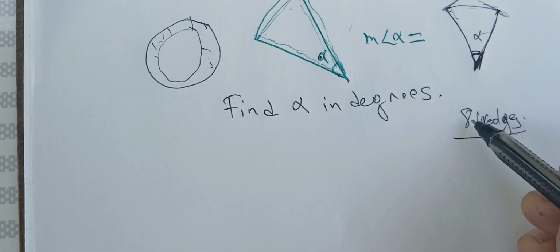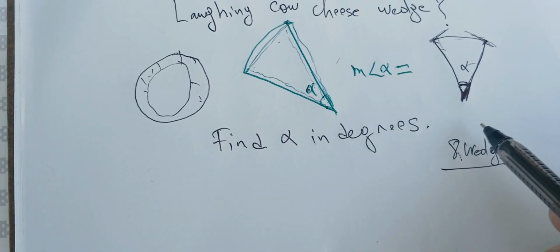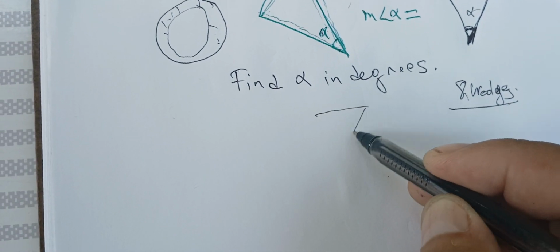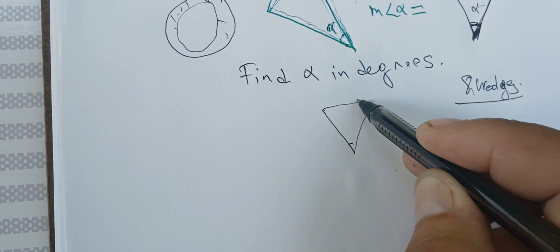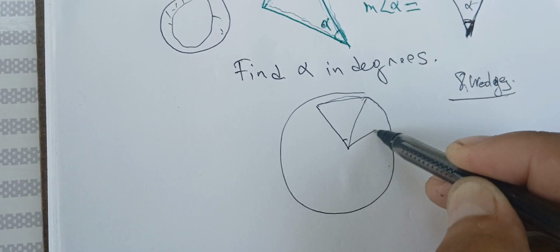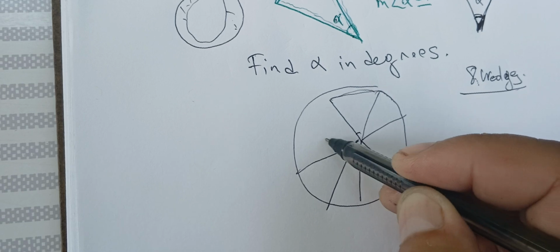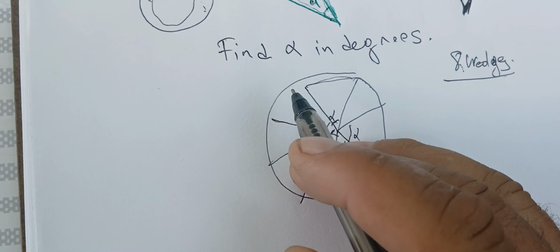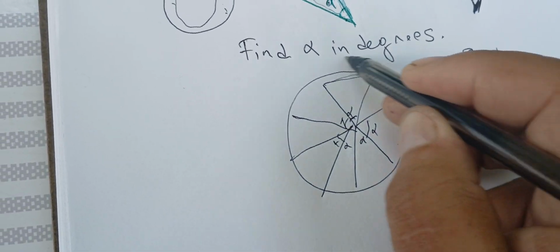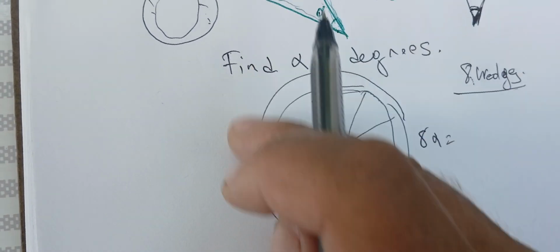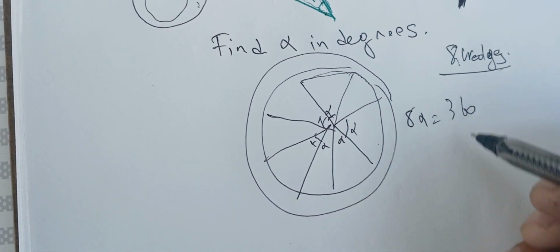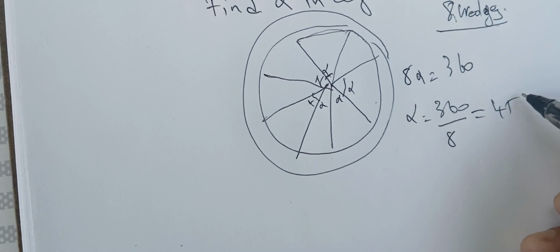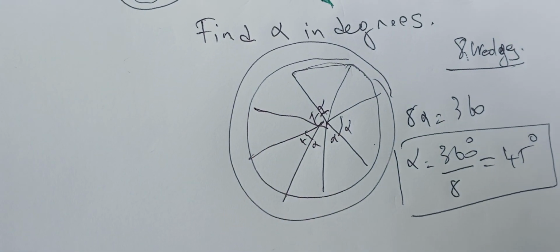Most of the time, you see that you have 8 wedges. And if we stack the 8 wedges together, here, 1, 2, 3, I'm assuming that I'm going to do 8. So here, this is alpha, this is alpha, this is alpha, this is alpha, this is alpha. How many angles do we have? We have 8 alpha. And what's the measure of the whole circle in degrees? 360. And we need only one alpha. Therefore, alpha is 360 divided by 8, which is 45 degrees. This is the solution.